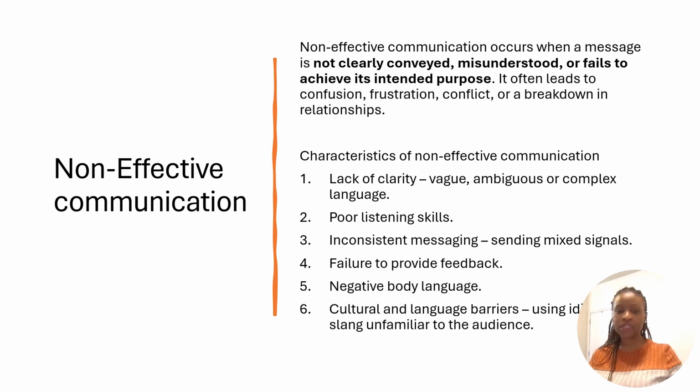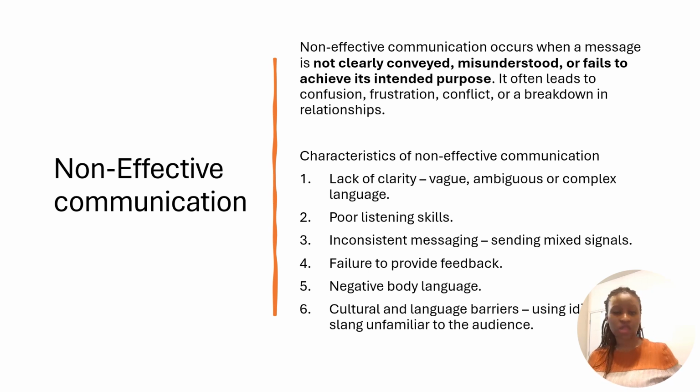So when a message is not clearly conveyed, or it's misunderstood, or it fails to achieve its intended purpose, this is what we refer to as non-effective communication. Non-effective communication has many characteristics. I highlighted some of them here. It is not clear, it's vague, it's ambiguous, or sometimes uses very complex language. When communication goes awry, usually there are poor listening skills, someone wasn't listening, or sometimes inconsistent messaging. Someone tells you something, mixed signals, they tell you something today and then they change it up, say something else, and now you're confused.